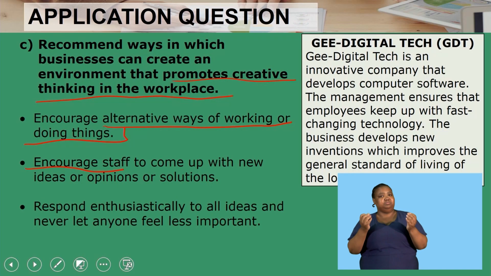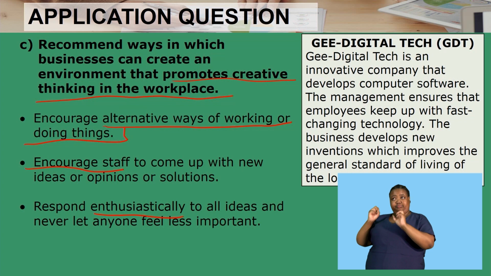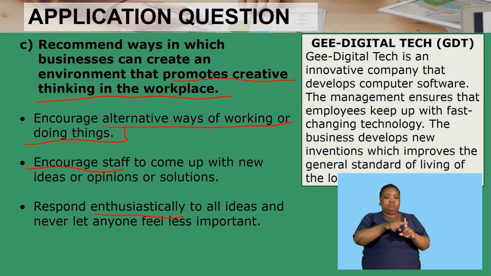So respond enthusiastically. I just responded enthusiastically to all the ideas, and never let anyone feel less important. So everybody should feel like they are kings and queens in the business. So when they come up with new ideas, you need to respond enthusiastically. Tell them that that is a beautiful idea, or that is an excellent idea. Even if it's not a so good idea, you don't have to be bad about it, but you need to come up in a way that doesn't make them feel less important.